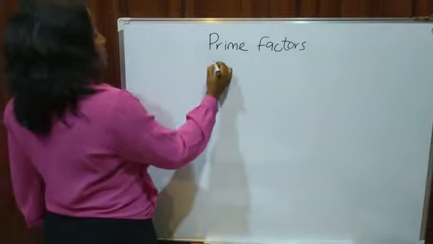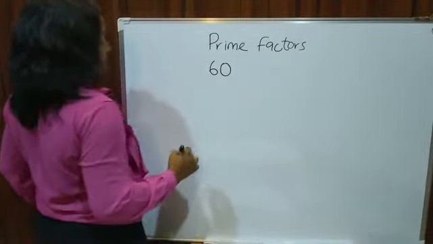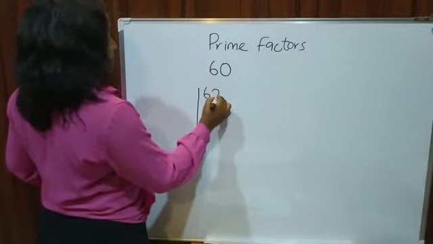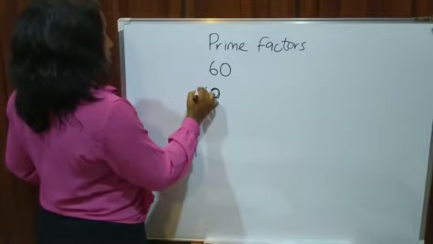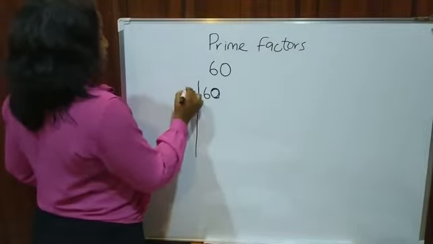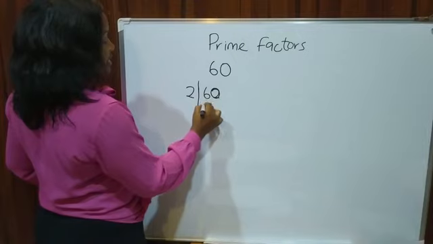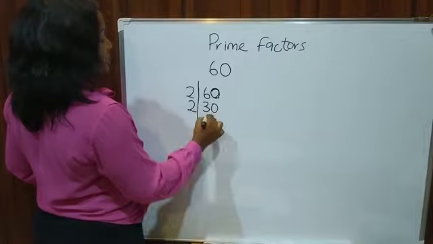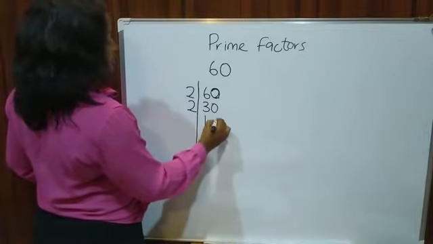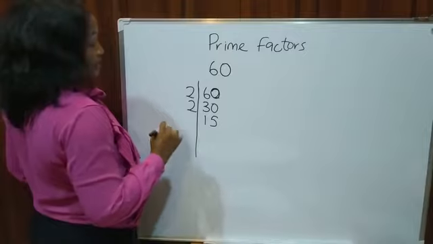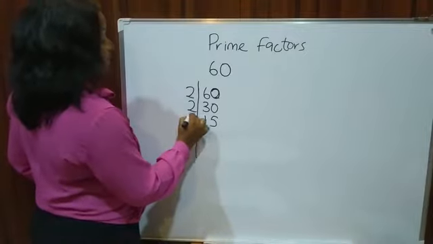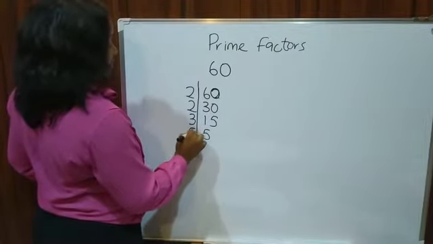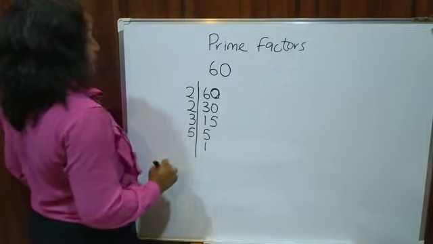Now let's represent 60 as a product of its prime factors. I have 60. And it's an even number, so 2 can go. 60 divided by 2 gives us 30. Another even number, 2 can still go. 30 divided by 2, 15. Now it's an odd number. Next, 3 can go. 15 divided by 3 gives us 5. And 5 divided by 5 gives us 1.